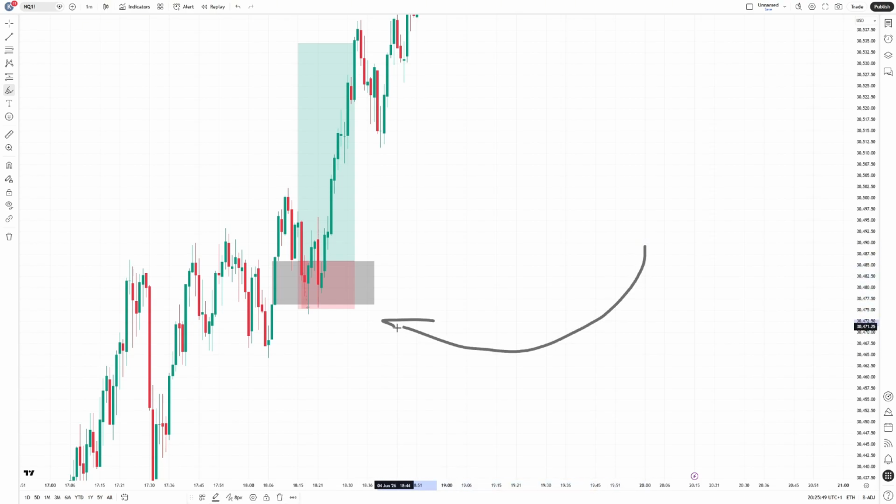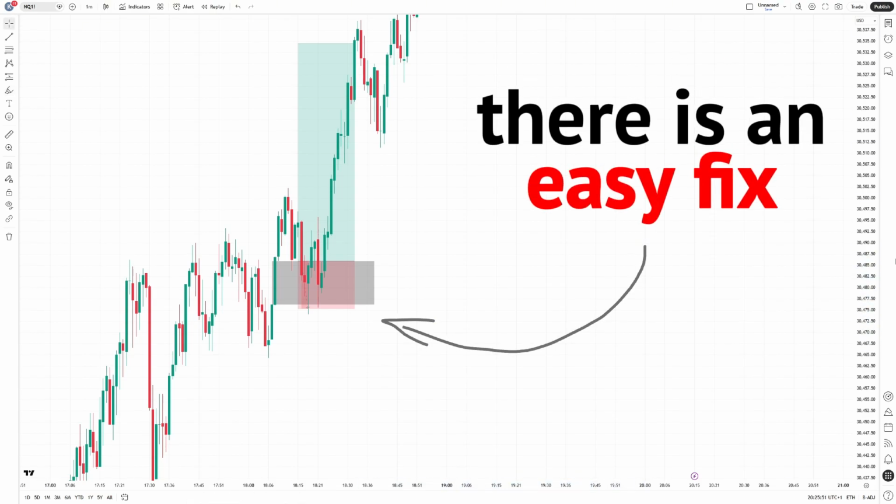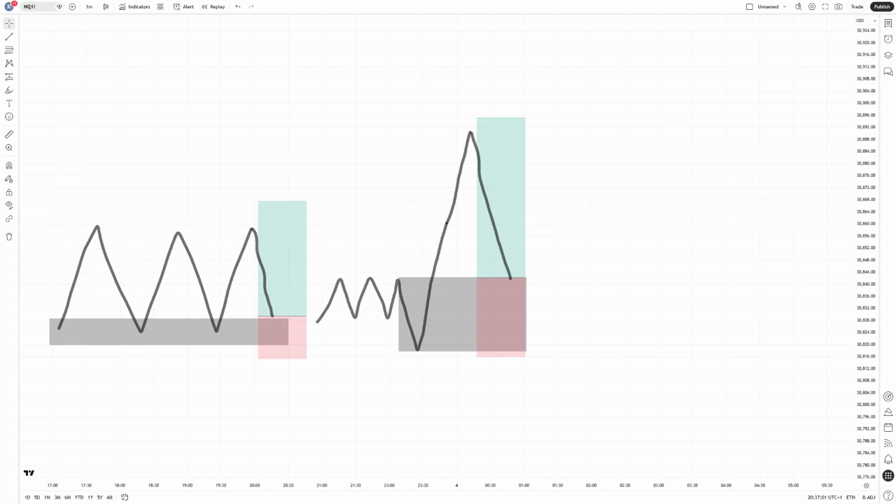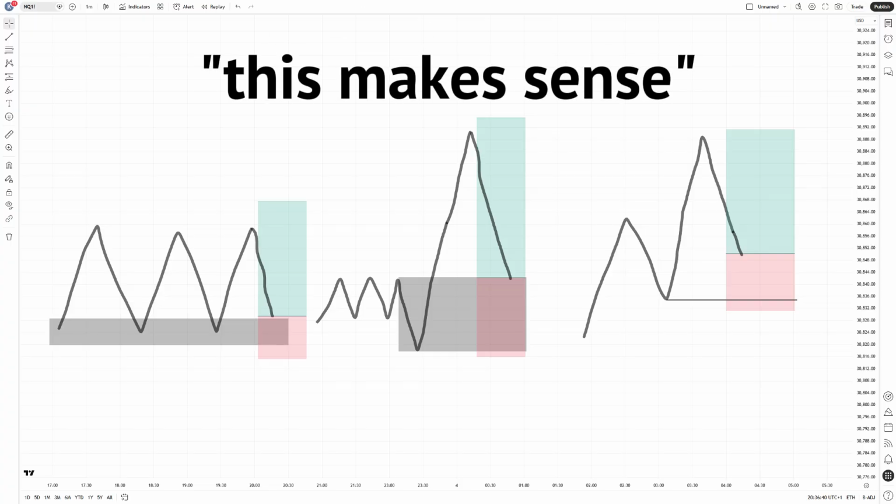You are getting stopped out for the wrong reason. Traders put their stop loss under support, under order blocks, under swing lows, and think that these are logical areas to put their stop loss.